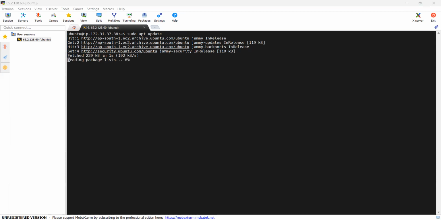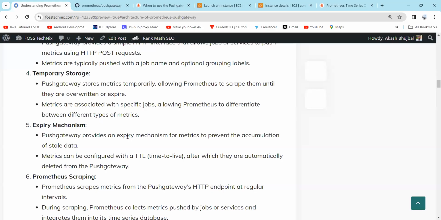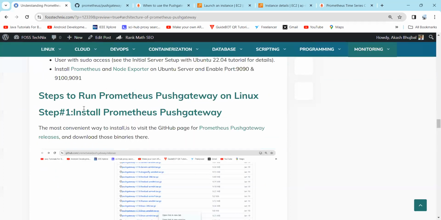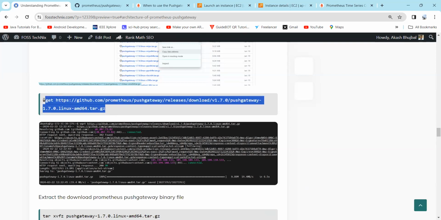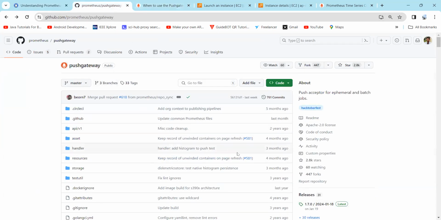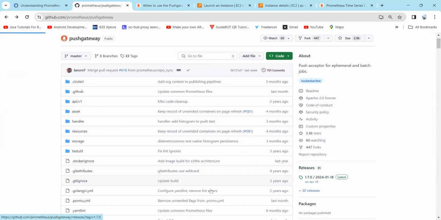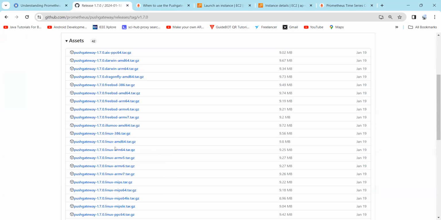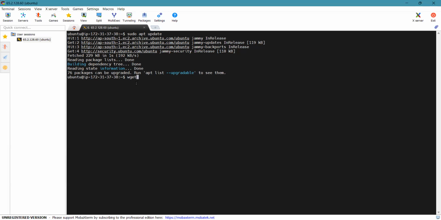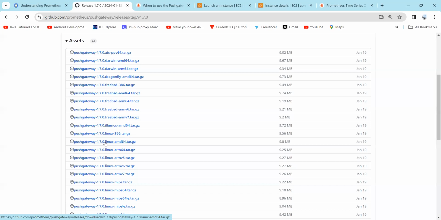Now, the most convenient way to install is to visit the GitHub page for Prometheus Pushgateway releases and download the binaries from there. You can download the binary from GitHub, as well as refer to this article to download the Prometheus Pushgateway. After the best practices, here you can see the command to install the Prometheus Pushgateway. Here is the GitHub page for the Prometheus Pushgateway, and if you go to releases, here you can see, as we are currently using a Linux server, you can simply click on copy link address, type the wget command here, and simply paste that link here to install the Prometheus Pushgateway.